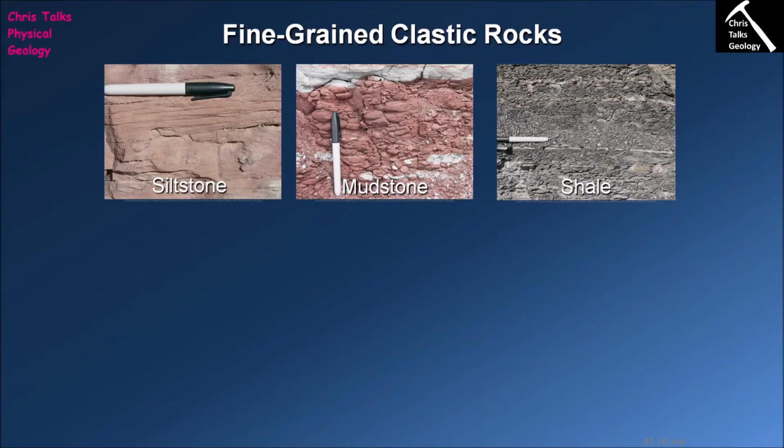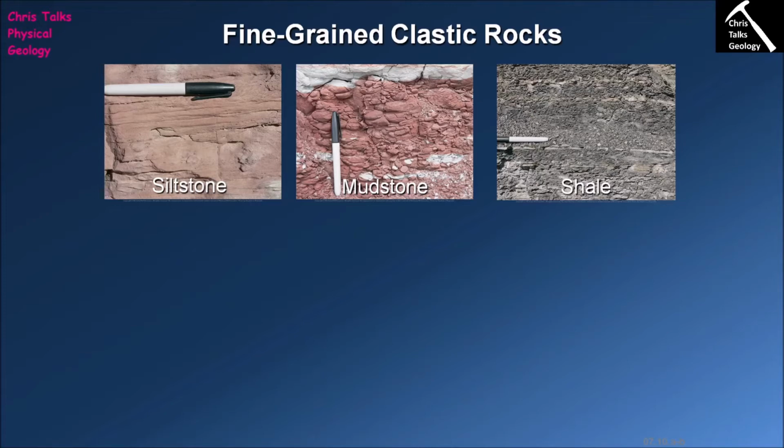So in this video we're going to think about fine-grained clastic sedimentary rocks, a group which is commonly referred to as the mudstones. And these contain rocks which are composed predominantly of silt and clay-sized clasts. So this video is going to correspond to section 7.10 of your textbook.